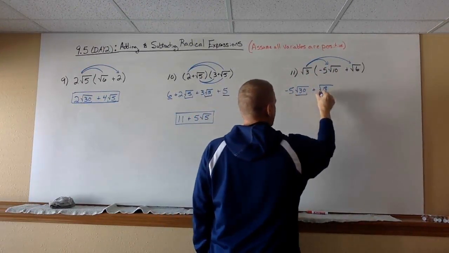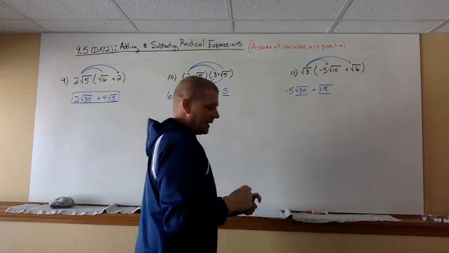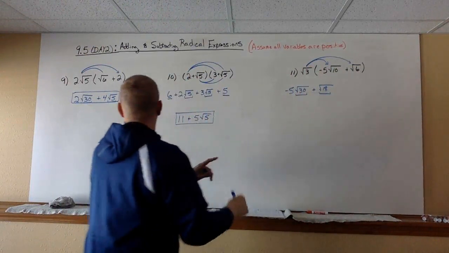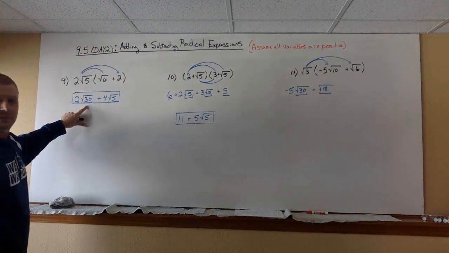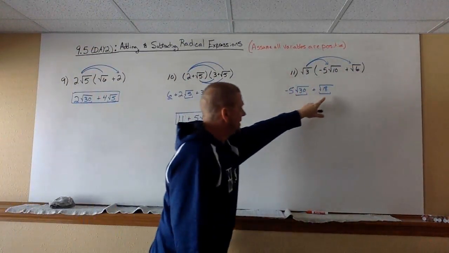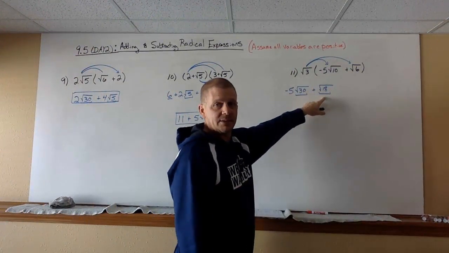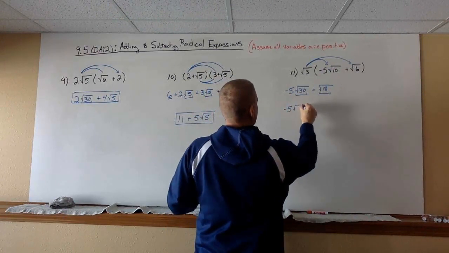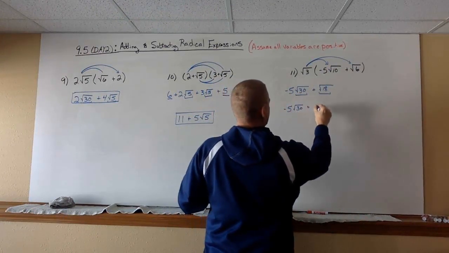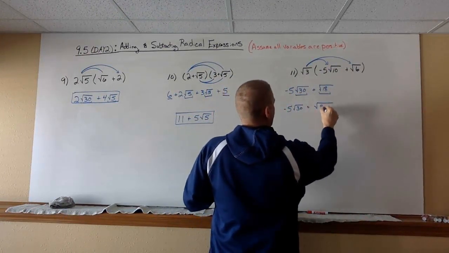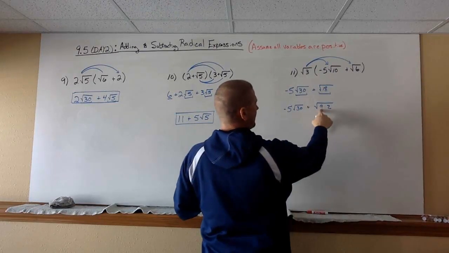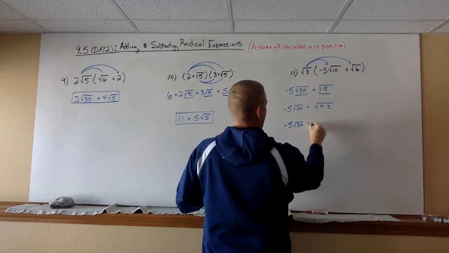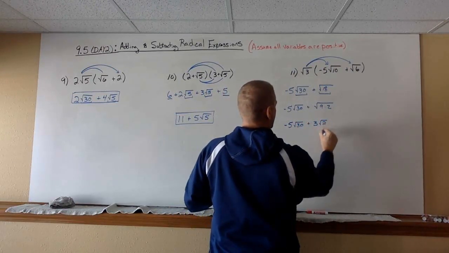Notice these are different. I need to see if I can get them the same. Well, square root of 30 I knew back here from this example had no perfect squares in it, but this one does, so that means I need to extract it first. So this is really negative 5 square root 30 plus 9 times 2, because there's my perfect square of 9, so 5 square root 30 plus 3 square root 2.